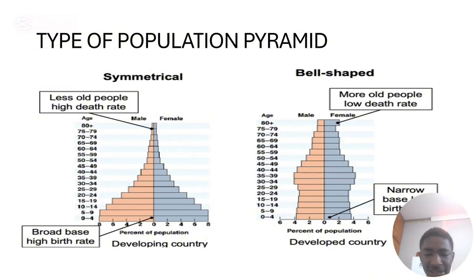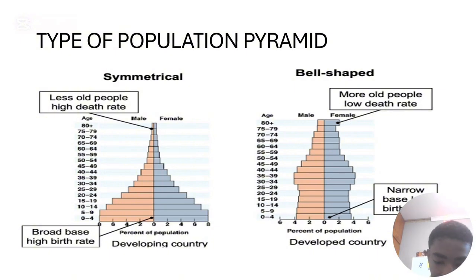But anyways, let's get to this type of population pyramid, right? So as you can see, the first one is symmetrical. As you know, you need to know the ages. You need to know the genders, right? When you speak about gender, you speak about male and female, right? Girl and boy. But you can't say girl and boy. You have to say male and female, right?